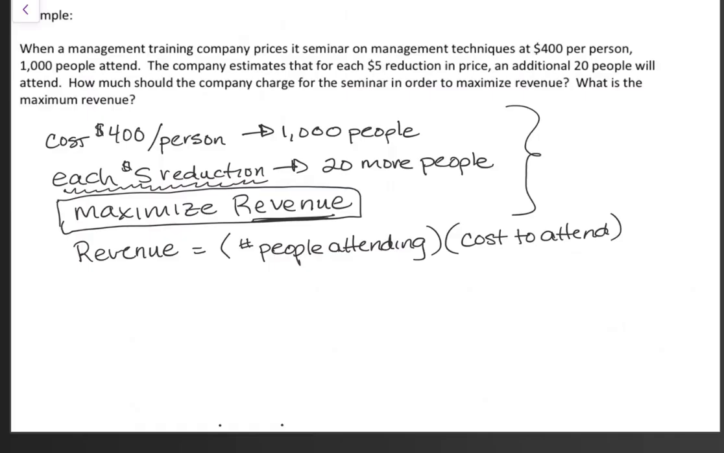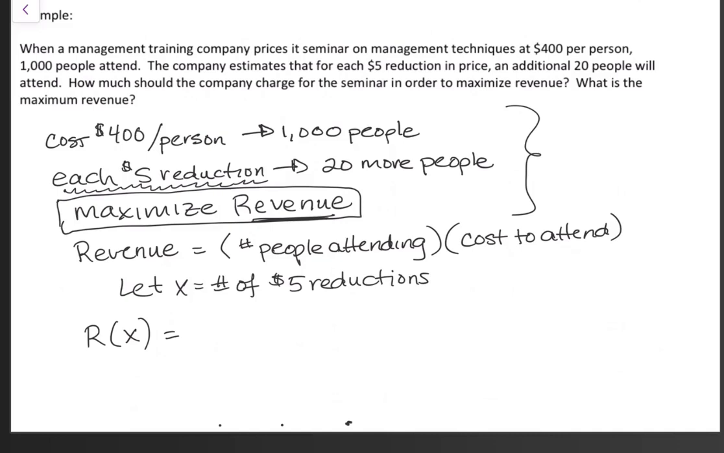So the variable here is how many of those $5 reductions to have. So that tells me that that's my variable. That's what I'm going to play around with to find out my answer. So I can define my variable now. I can say that I'm going to let x equal the number of $5 reductions. And now what I want to do is create an actual revenue function mathematically instead of in words.